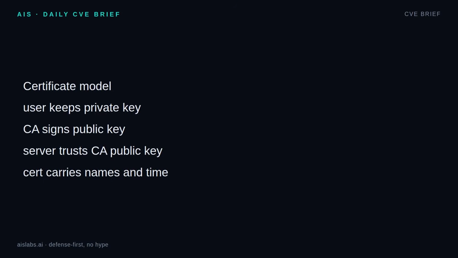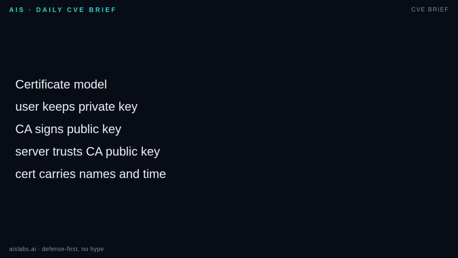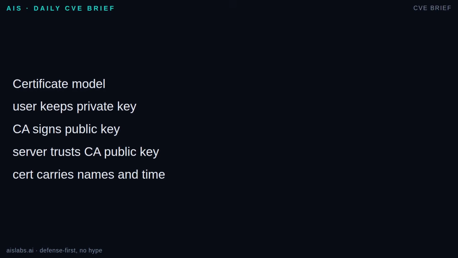An SSH user certificate is a signed statement about a normal SSH public key. Alice still has her private key. She proves possession of it during login, just like ordinary public key authentication. The difference is that a certificate authority, your SSH user CA, signs Alice's public key and says, this key may log in as these principals, for this time window, with this identity string.